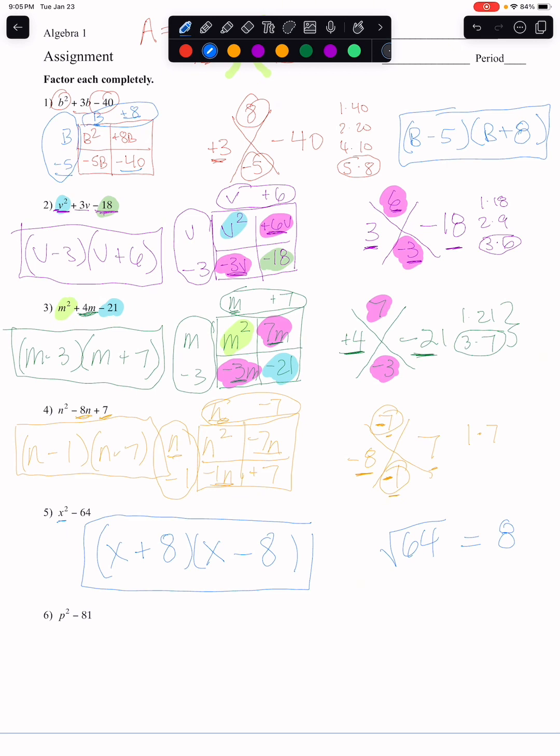Okay? Last one. Start off with parentheses, 1 plus and 1 minus. Now, it doesn't matter if the minus is in the front or the plus is in the back. Doesn't matter at all. What is this variable? Put that in the front of both. What is the square root of that?